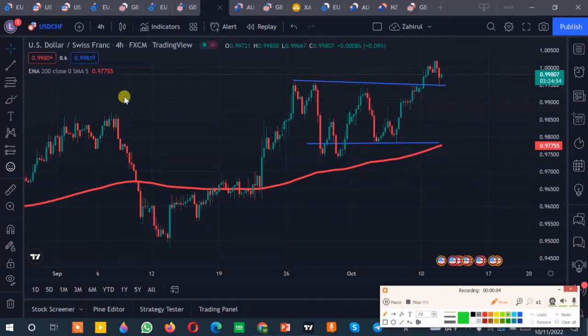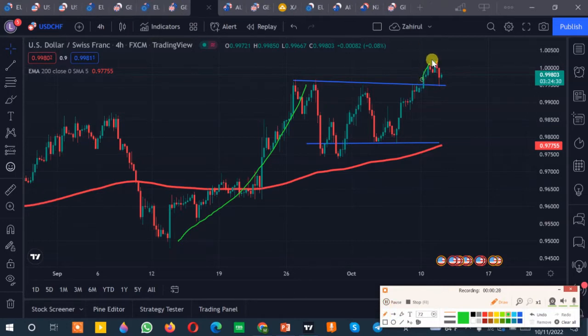Last day we were looking at the Australian dollar and Swiss franc for the H4 chart. From the H4 chart, yesterday I stated that we are waiting for this. This is a bullish flag. From this bullish flag, the market already went here and came here. After that it again started to go up. So it is our buy point.